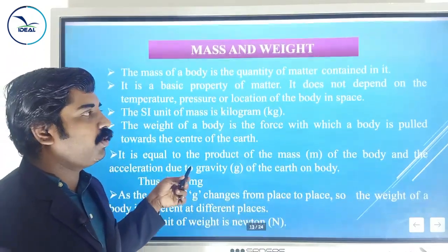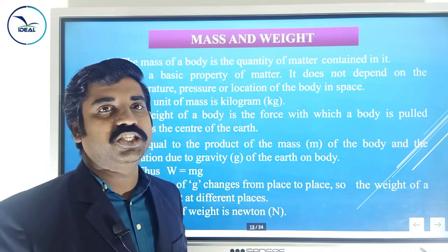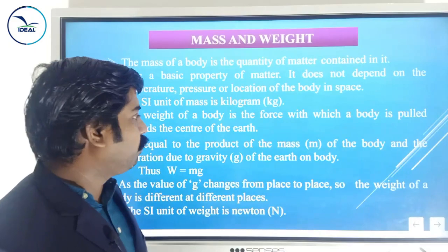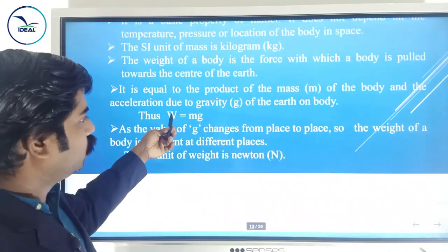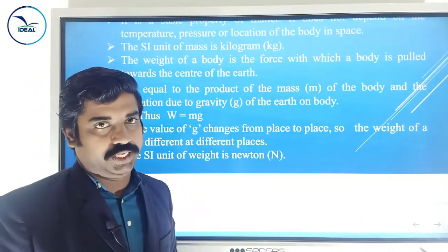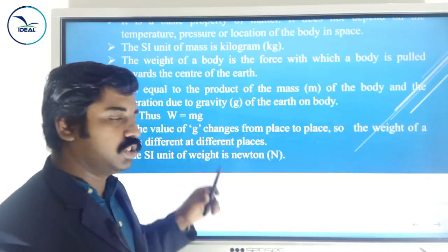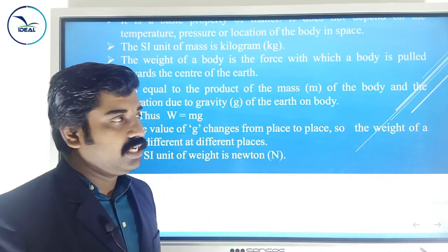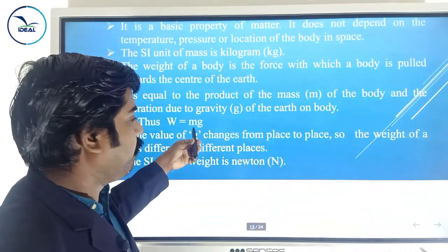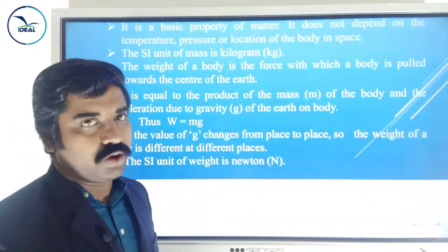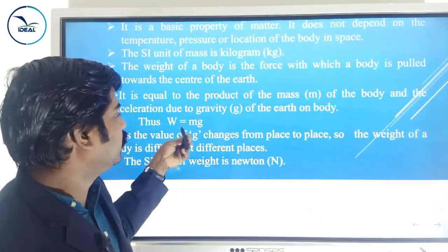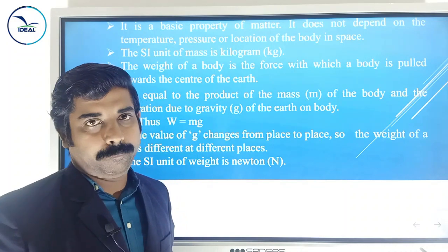Then the weight of a body depends on the gravitational pull. The weight of the body is equal to mass into acceleration due to gravity. Mass is m itself and weight is m into g. So that is the difference. The unit of mass is kg and the unit of weight is Newton.